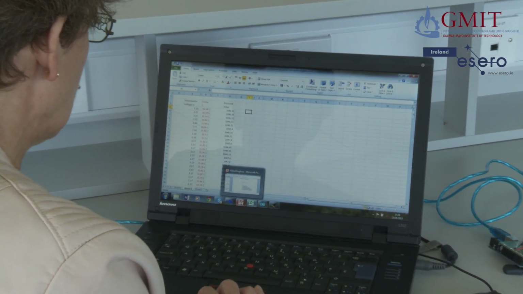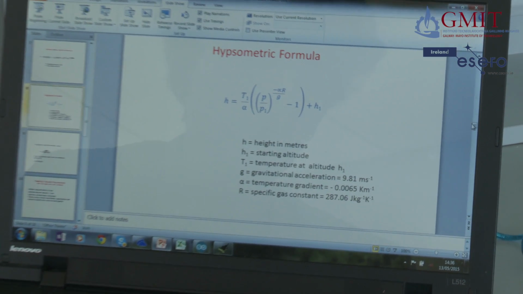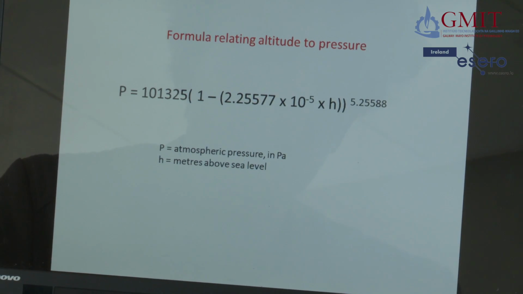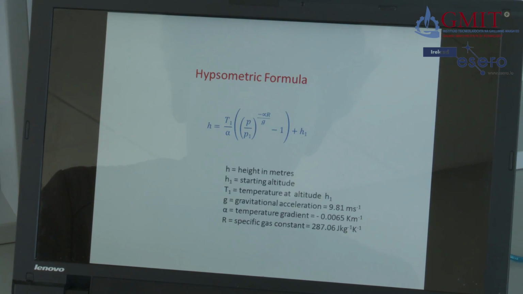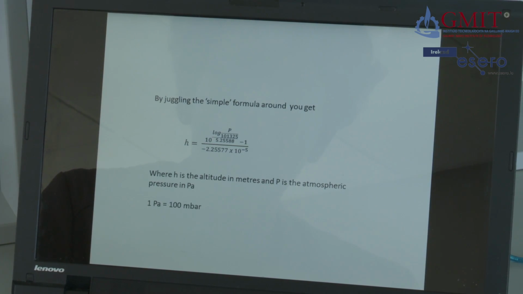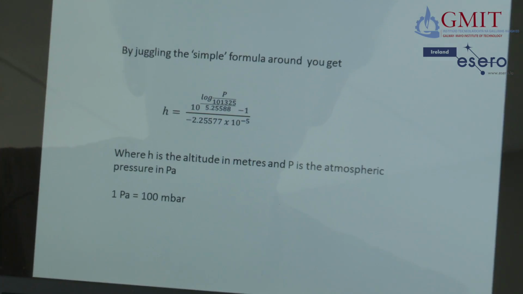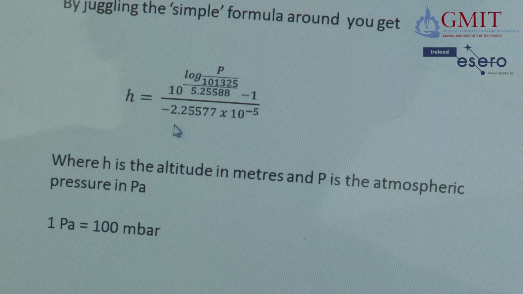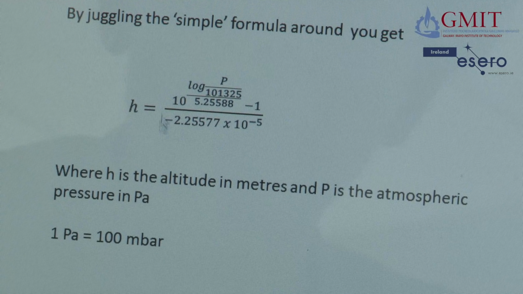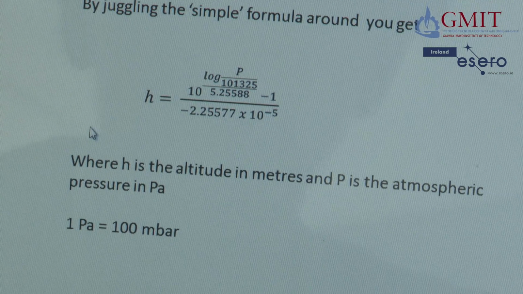So we need to go back and look at that formula that we had for relating altitude to pressure. This one here. Now I want to juggle that around so it gives me H in terms of pressure rather than the other way. So when I do the maths on that, we end up with a formula like this. Okay? So we can see that H is a function of pressure. Now I would like Excel to do all this work for me. So we'll go back into Excel and see what we can do there.